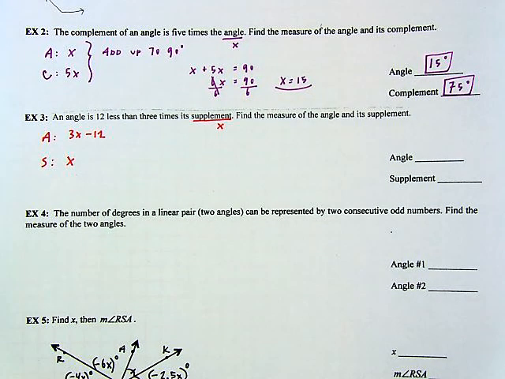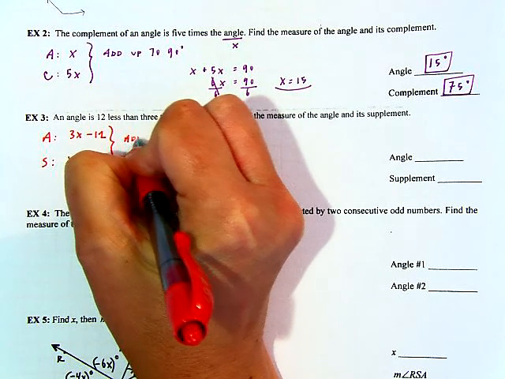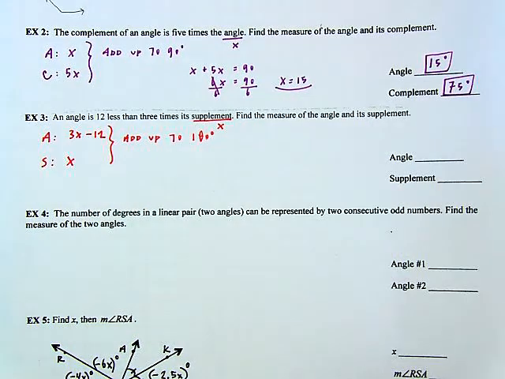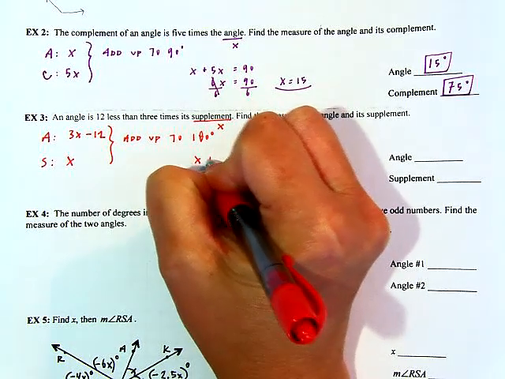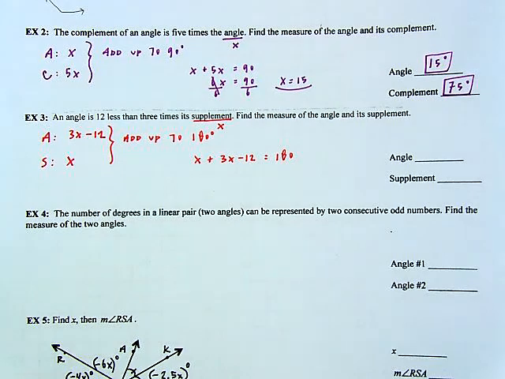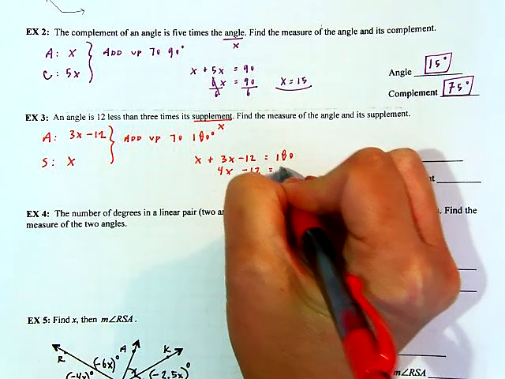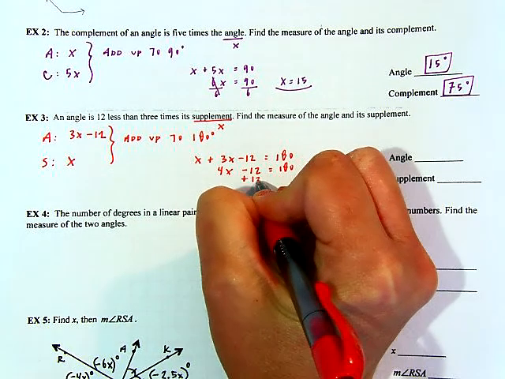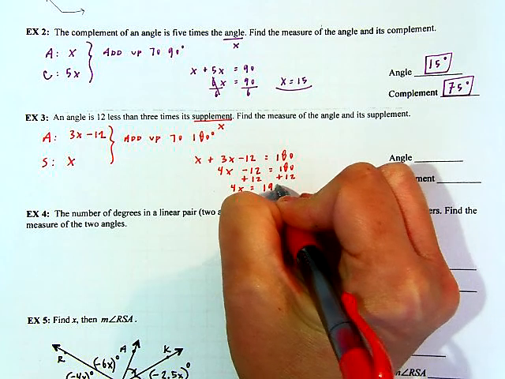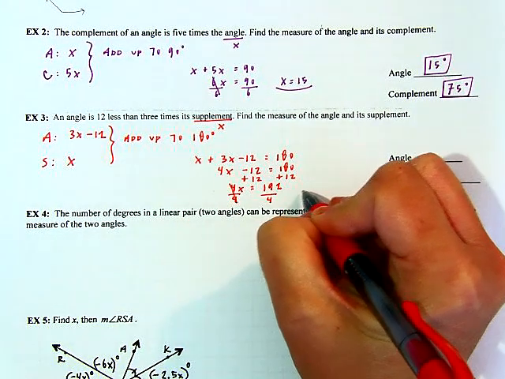Again, these are supplementary angles. They're going to add up to 180 degrees. So when I build my equation, I can say that x plus 3x minus 12 sums to 180. Now combine the like terms. We get 4x minus 12 equals 180. I'm going to add the 12, and I have 4x equals 192. Divide each side by 4, and I get that x is 48.